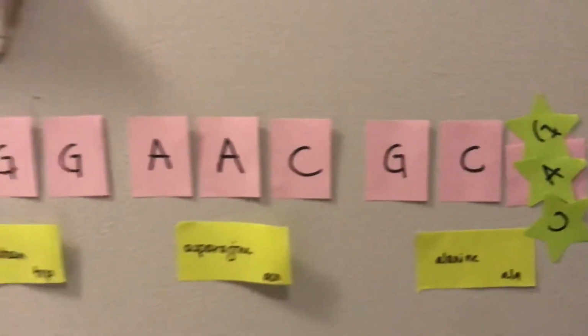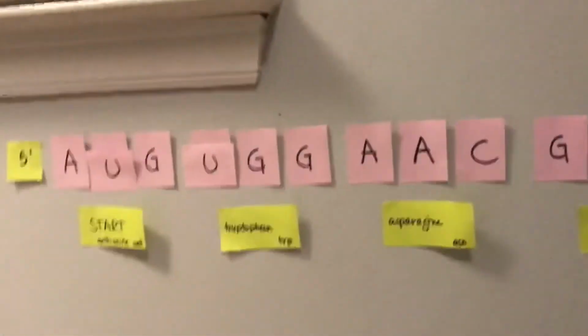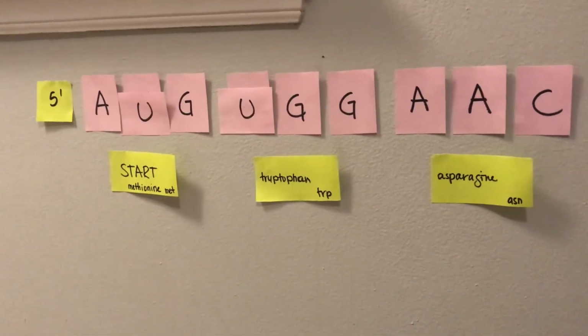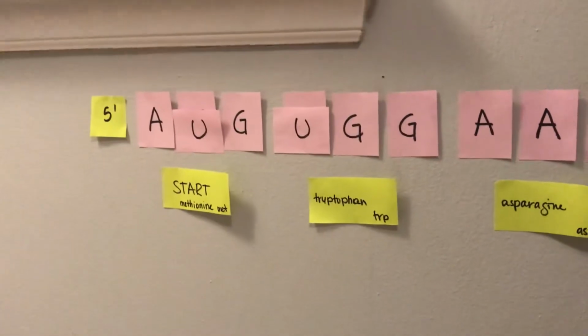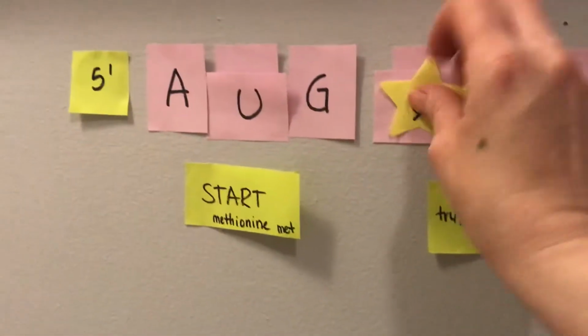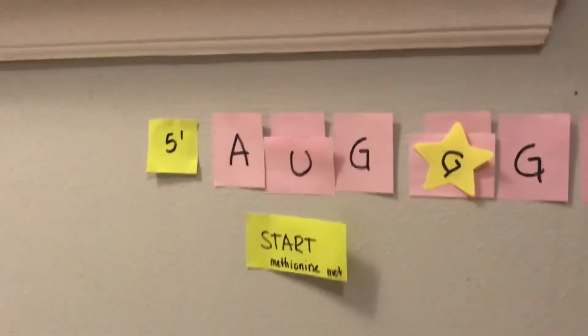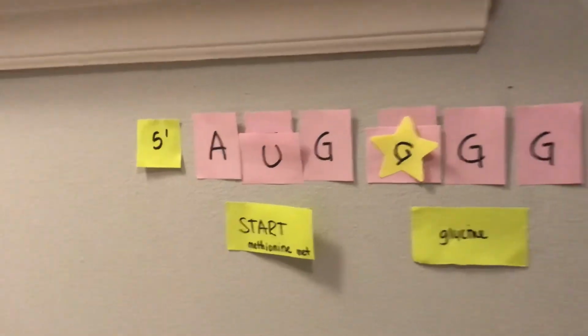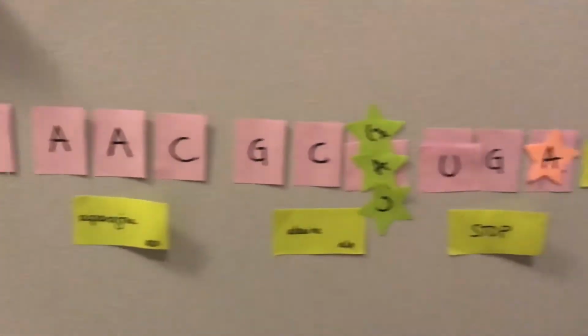And the last one is missense. That's when one amino acid changes to a totally different one. We're going to look at the tryptophan, and if we replace the U with a G, it's no longer tryptophan, but that becomes a glycine. This is all about mutations. Thank you.